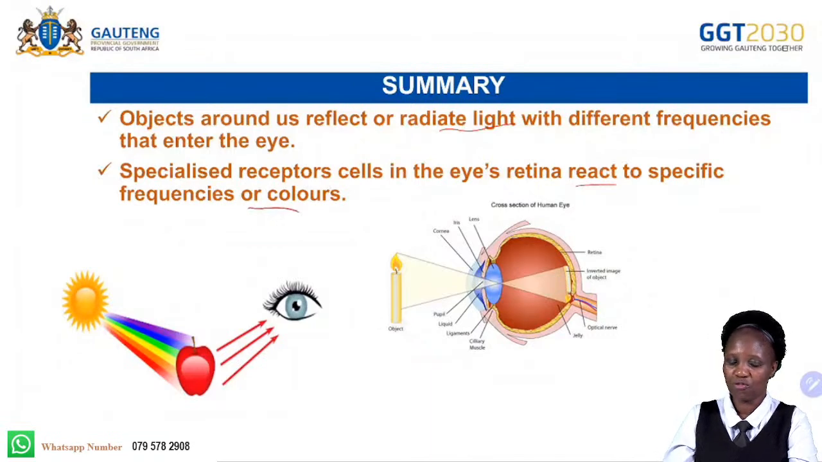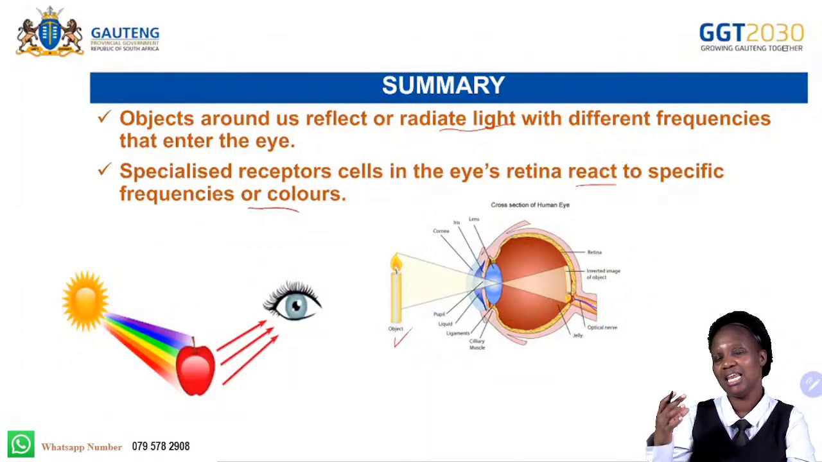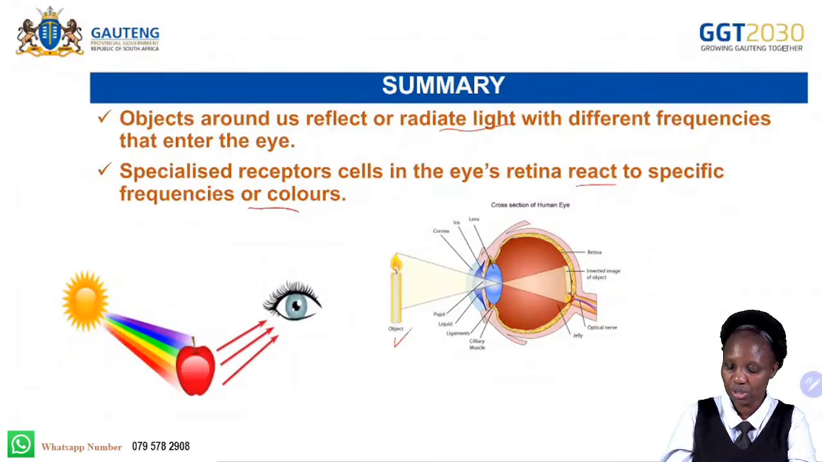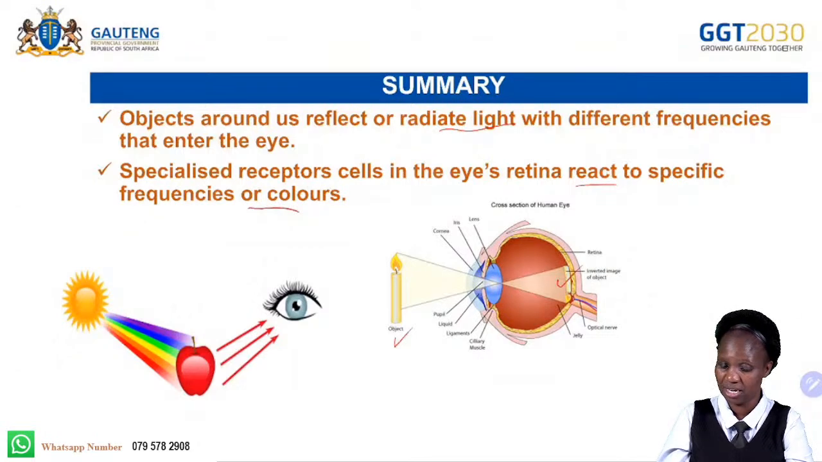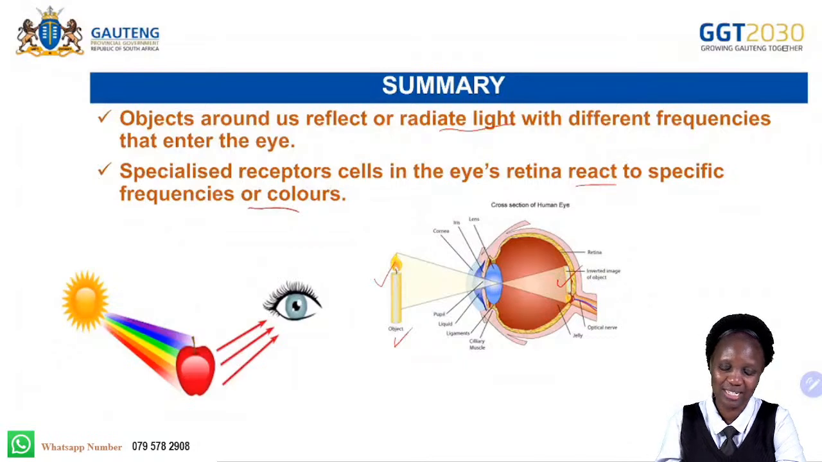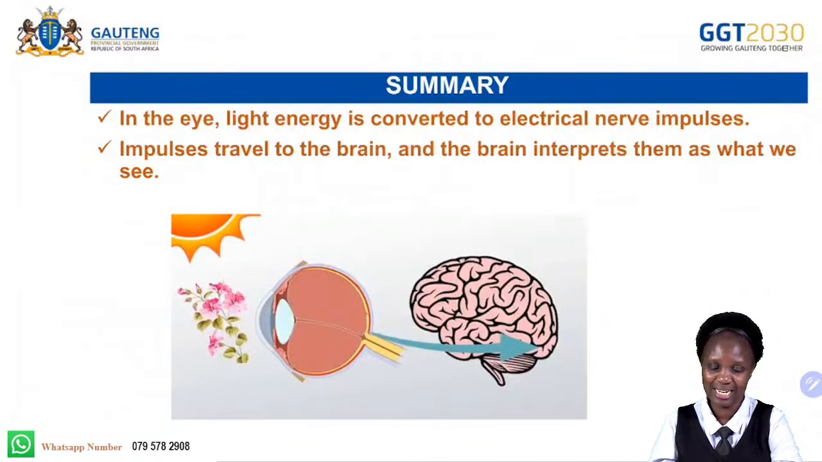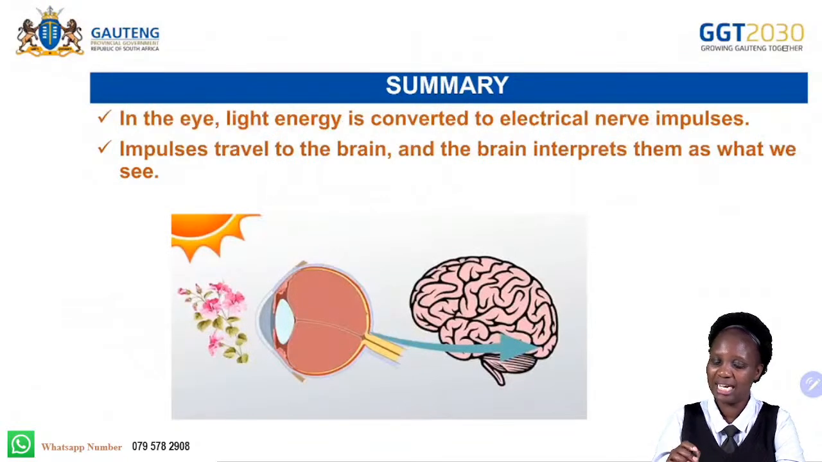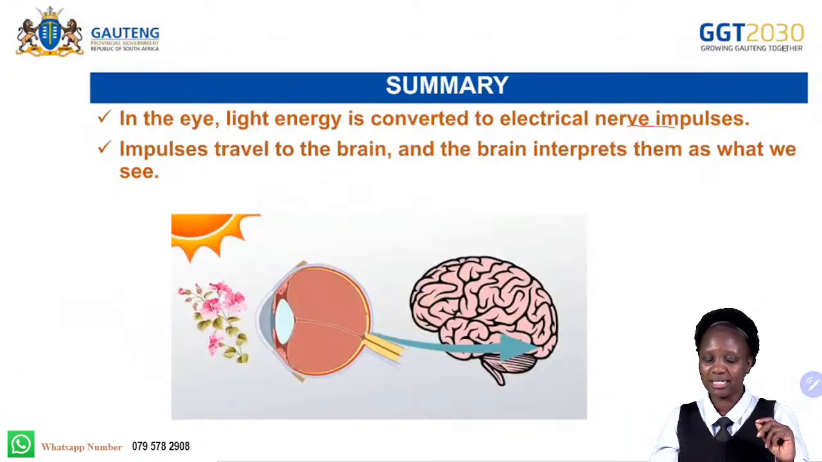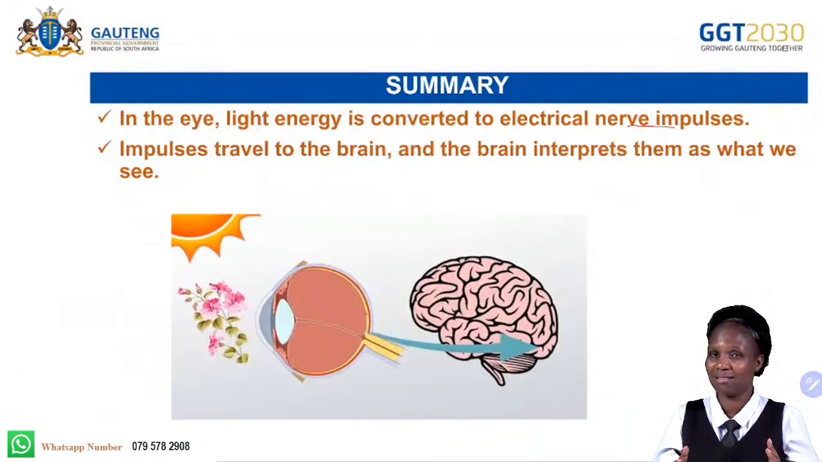For example, we've got a candle here. And then how is it going to be interpreted in our eyes? Okay, we're going to see it upside down like this. It will be upside down, but when we see it, we will see it like this. Okay, for example, remember the pinhole camera? This is what is happening. And then in the eye, light energy is converted to electrical nerve impulses. And then impulses travel to the brain, and the brain interprets them as what we see.